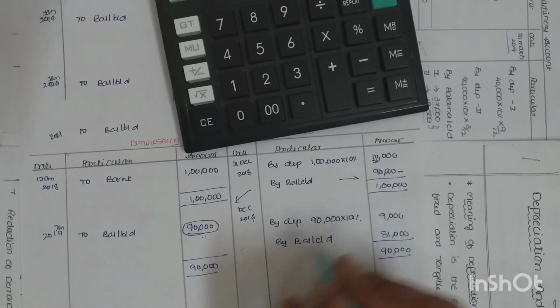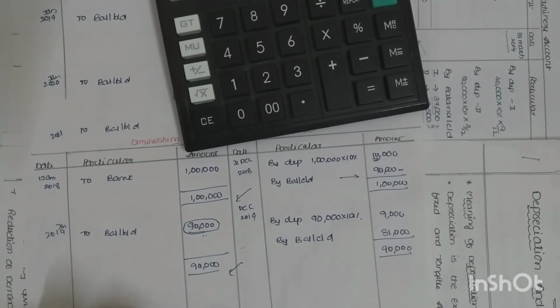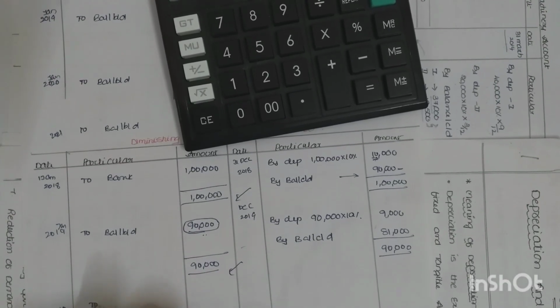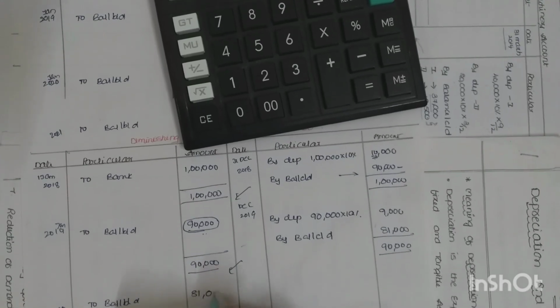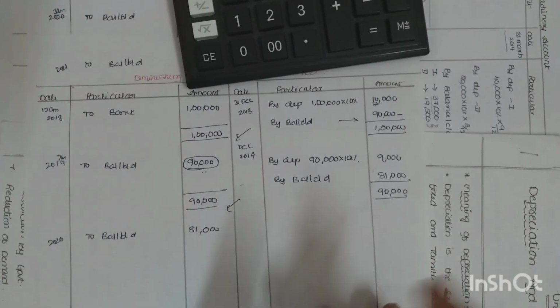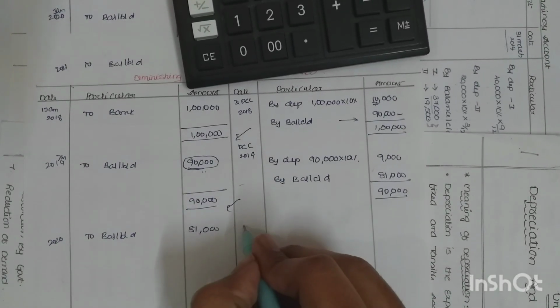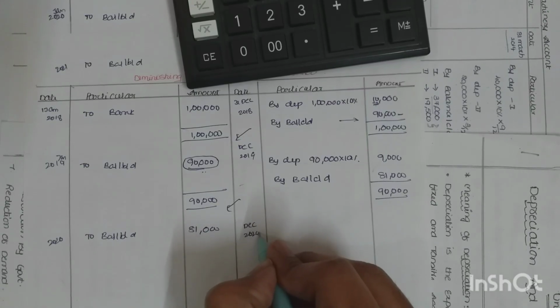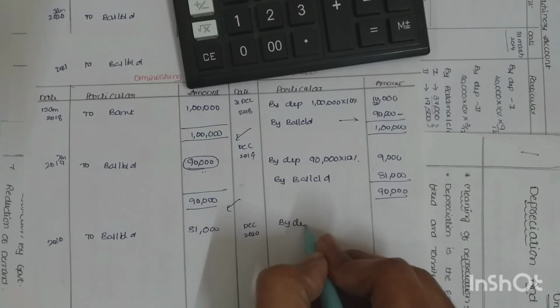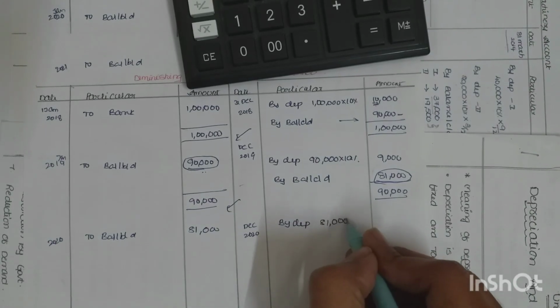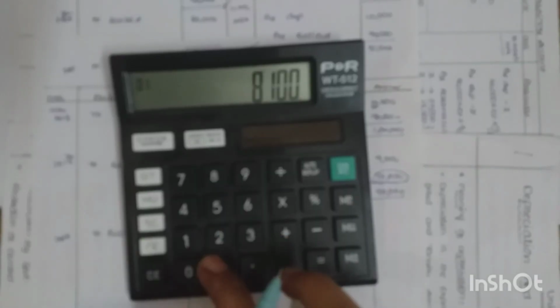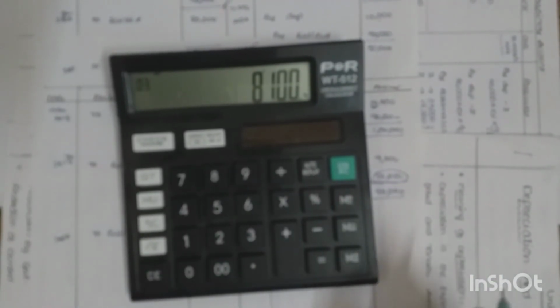carried on. Next you have to carry the balance, 2020 to balance brought down, how much? 81,000. Now next, December 2020 by depreciation. Again we have to calculate on this balance only, 81,000 into again 10%. So how much will you get? 8,100. 81,000 into 10%, you will get 8,100.